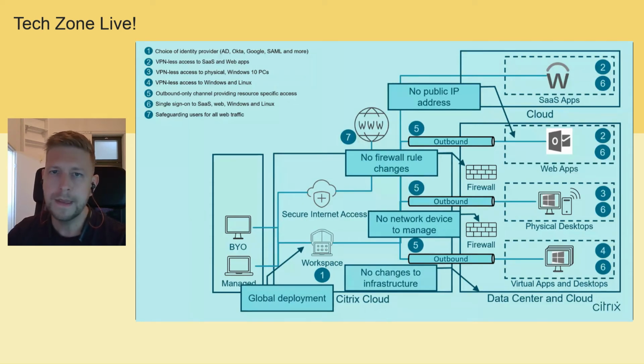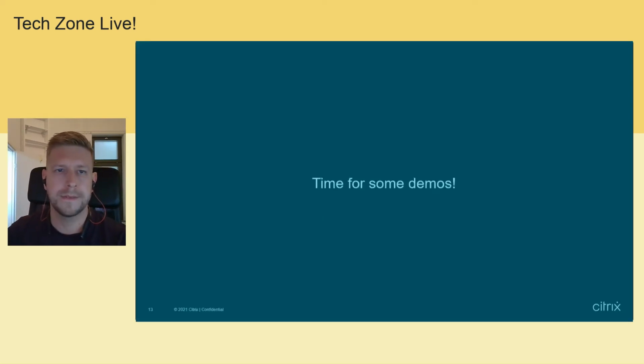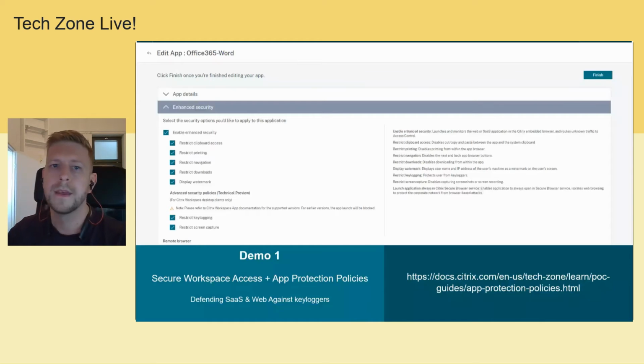So if we actually look at some demos here to see what this looks like in the real world, we're going to start with secure workspace access and app protection policies, right? So this is all about taking back security control over SaaS and web apps, right? You might not own the data center this app or system runs in, but you still want to provide some sort of layering of security around that, right? So restrict clipboard access, restrict printing, copy paste and downloads and so on, and also provide a watermark maybe if it's a sensitive system as well, right?